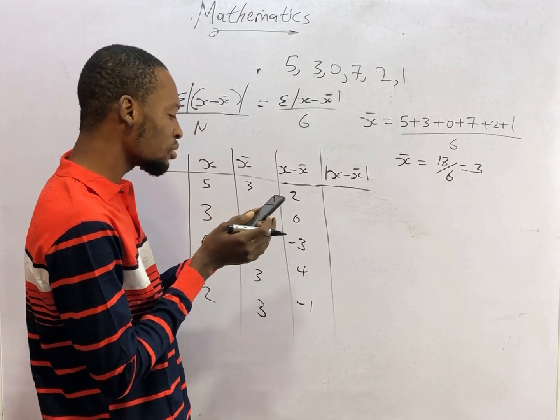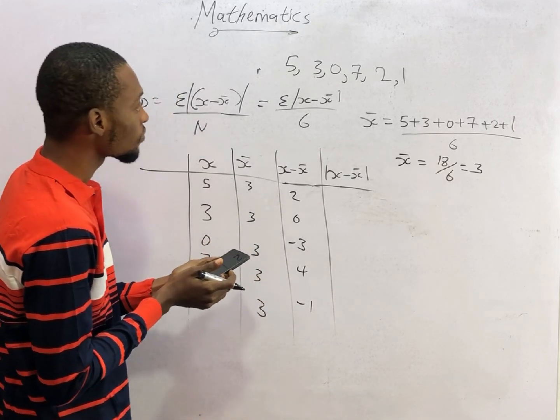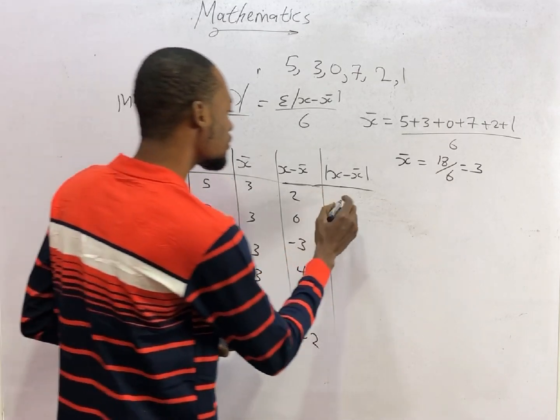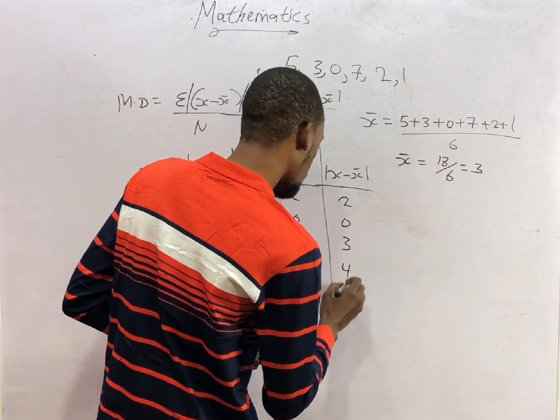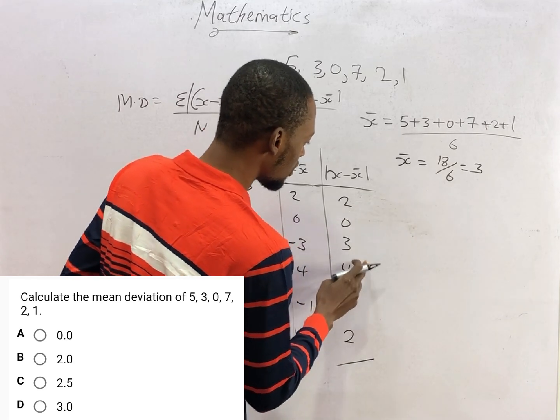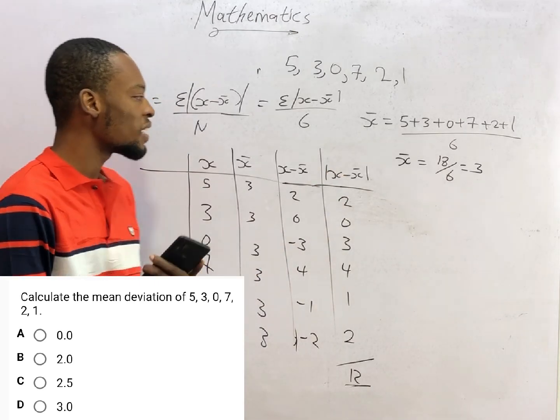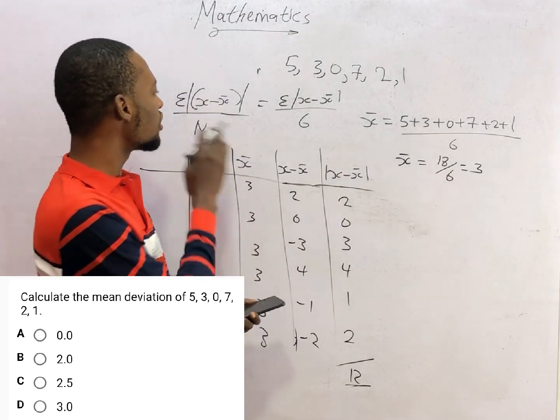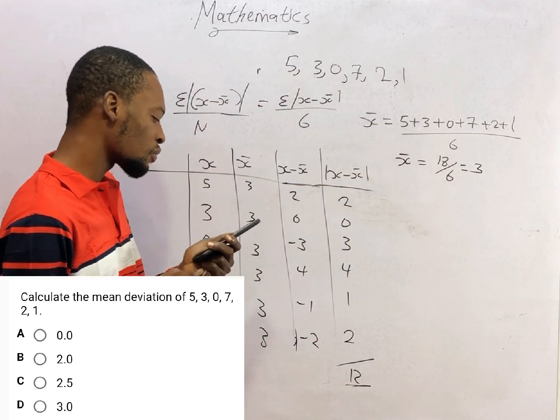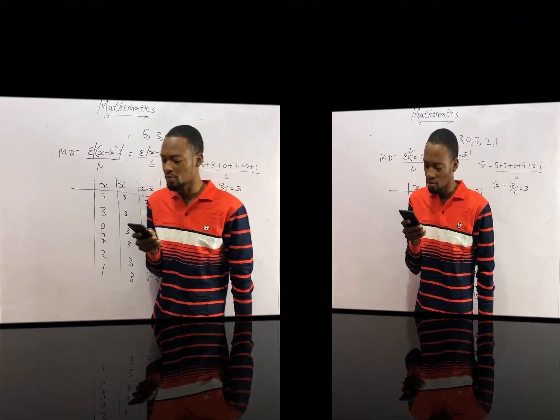But since we are looking for the absolute value, the negatives won't matter. We have another number, 1. 1 minus 3 is minus 2. The absolute values are 2, 0, 3, 4, 1, and 2. The total is 2 plus 3, 5, plus 4, 9, 10, 12. The absolute value of s minus s bar is 12. Therefore, the mean deviation is simply 12 over 6, which is 2. Option B is the correct option, 2.0.